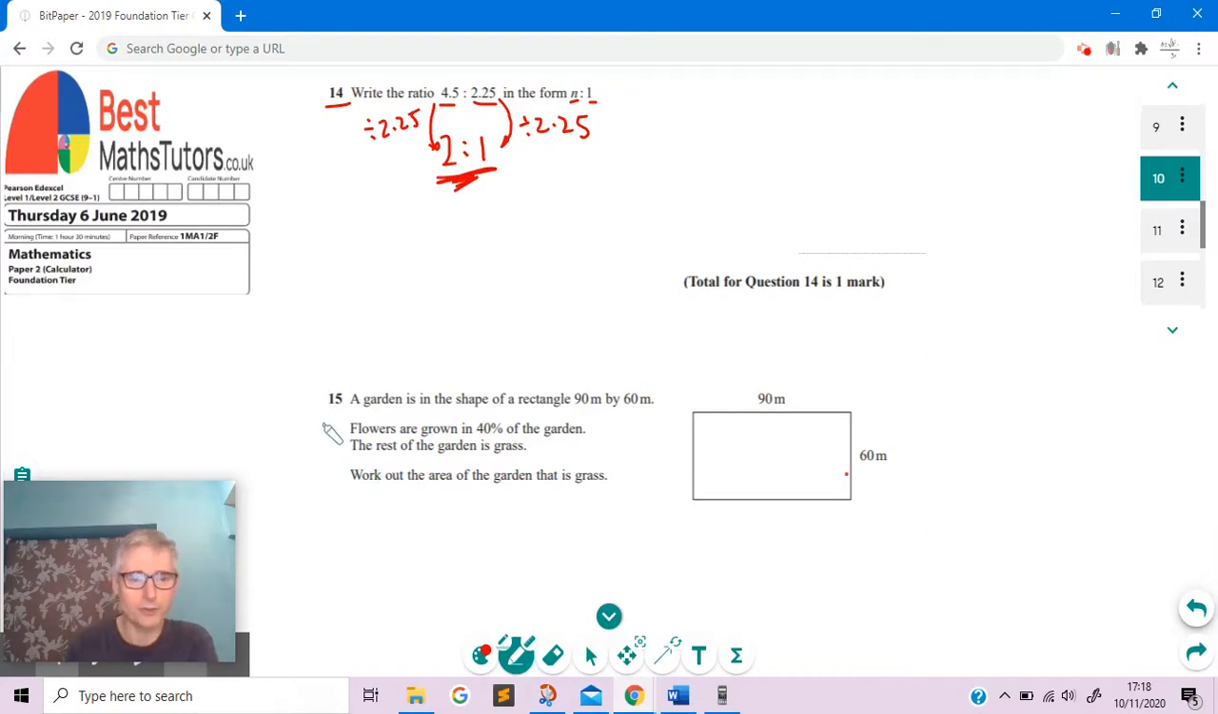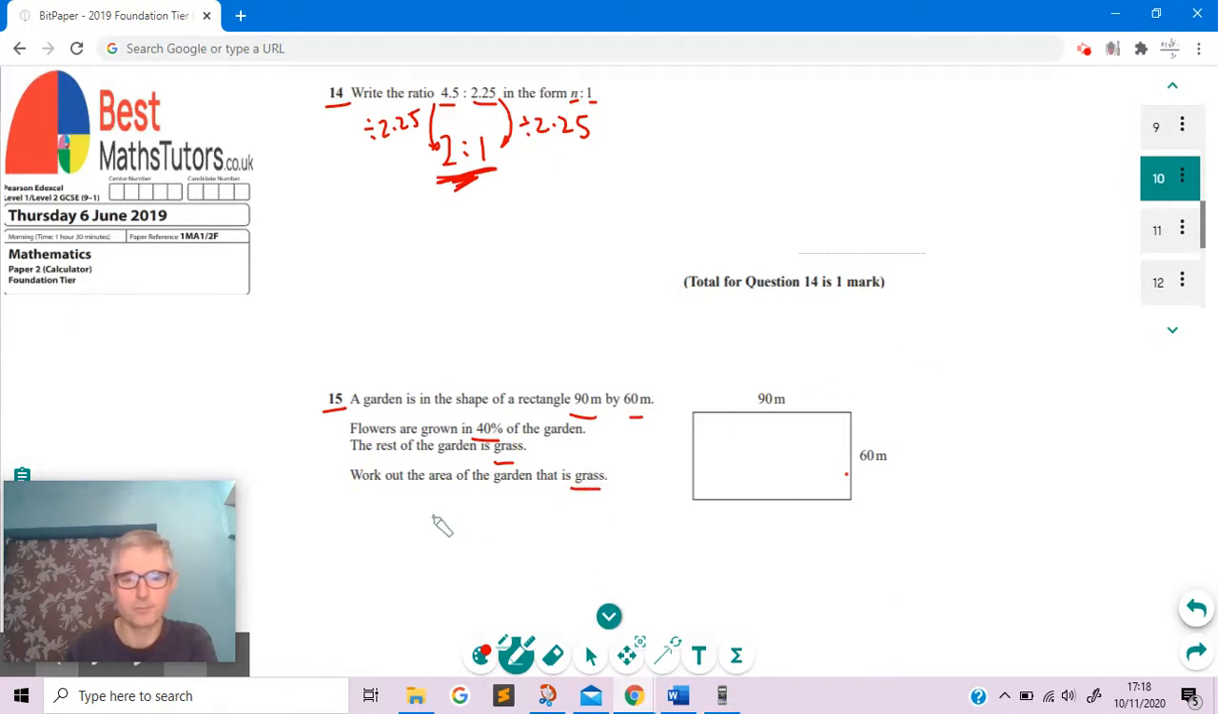We're now looking at question 15. What we've got is a garden in the shape of a rectangle, so it's 90 meters by 60 meters. And we're told that flowers are grown in 40% of the garden and the rest of the garden's grass. So we've got to find out what the area of the garden is that's grass.